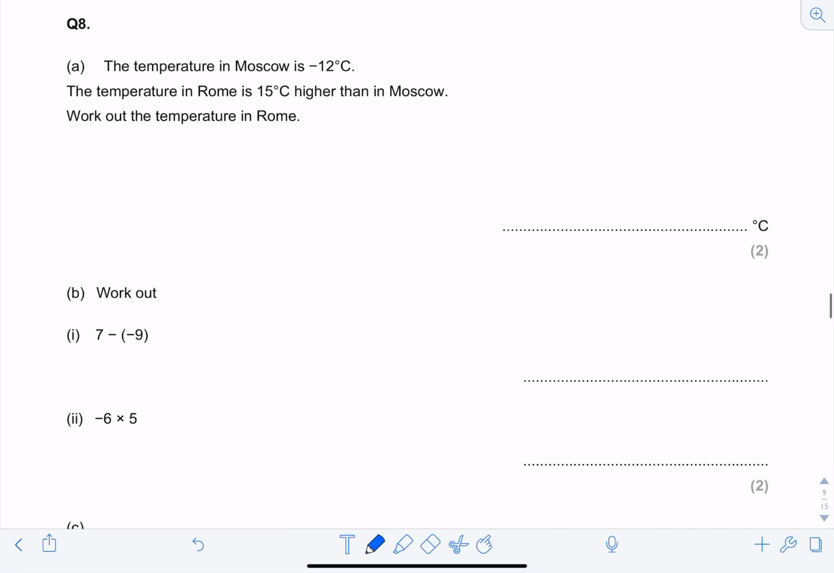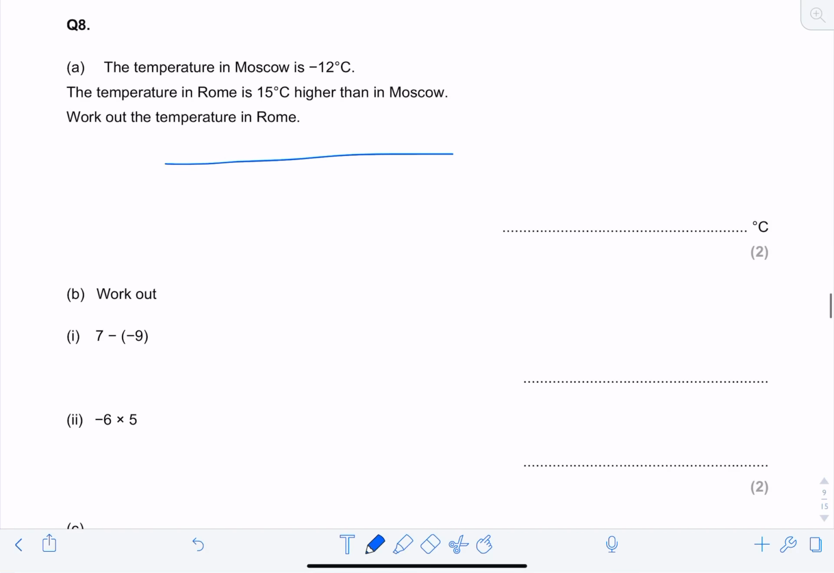Right, the temperature in Moscow is -12 degrees. The temperature in Rome is 15 degrees higher than in Moscow. Work out the temperature in Rome. Okay, so if I just draw a number line here real quick, that's 0 degrees freezing temperature. Moscow is -12. Well, the temperature in Rome is 15 degrees higher than Moscow. So that means it's 15 degrees higher than that. So I'm just going to do that on my calculator. -12 plus 15 is 3 degrees. Okay, that's 15 degrees higher. Okay, so the answer is 3 degrees.